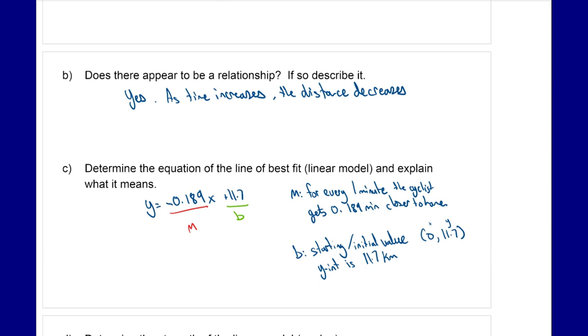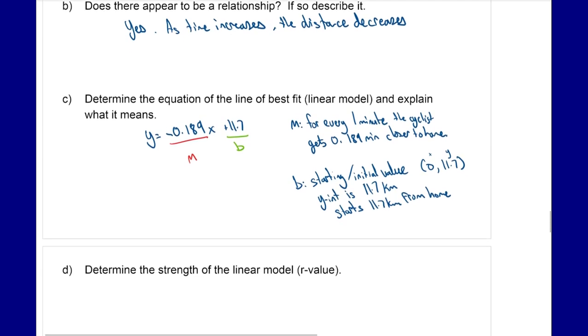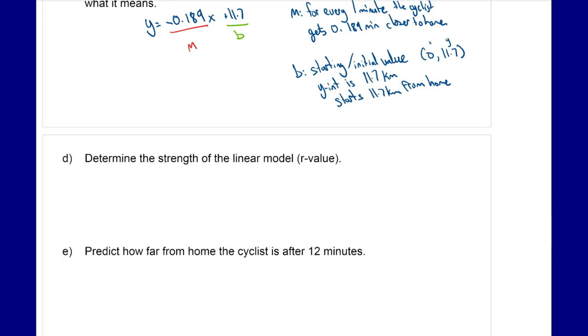What does that mean? How does that help us? So we can say it's our starting value or initial value. So we could say it starts 11.7 kilometers from home. That's the main thing that part of the equation is telling us. Starts 11.7 kilometers away from home. That's that y-intercept. Determine the strength of the relationship.